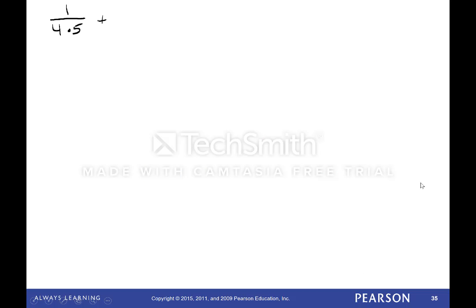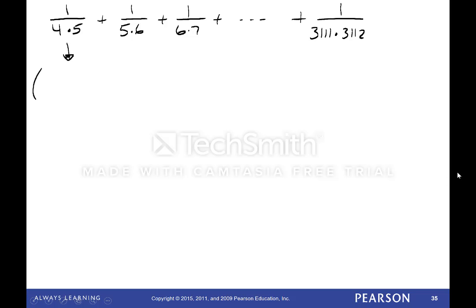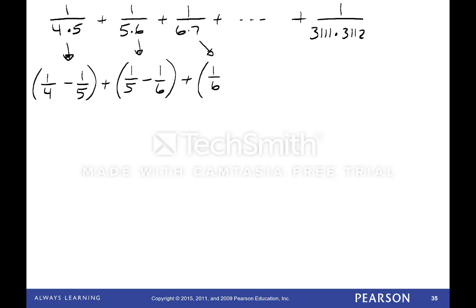So let me just rewrite the problem itself, and it goes all the way up to this one right here. All right, what's the pattern that we see? When we do fraction decomposition, it's really 1/4 minus 1/5. That's the decomposed fraction there. The next one would be 1/5 minus 1/6, because that's the next fraction in line. Then we have 1/6 minus 1/7, and then we can go on forever.